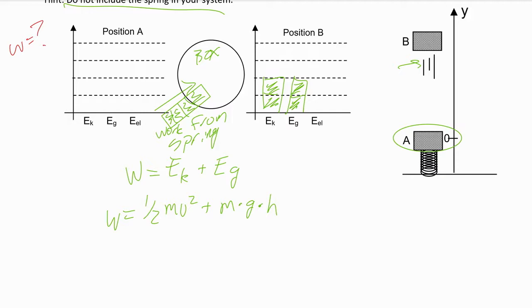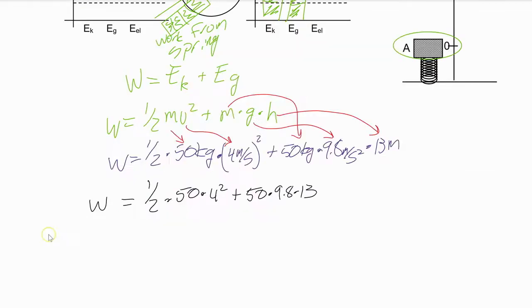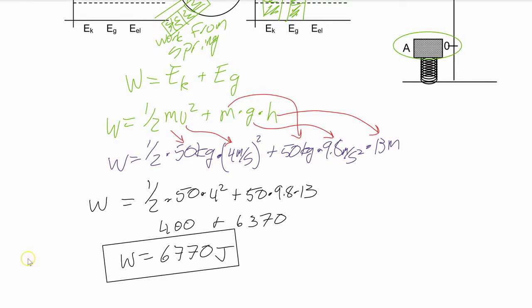I'm going to just substitute in and solve. And here you have, I haven't solved it completely yet, but you can see that I substituted in the mass, velocity, mass, gravity, and height. But then the units got annoying, so I just dropped off the units, and now all I have to do is type this in my calculator, and then I'll find out what the work is. And I end up with 6,770 joules.